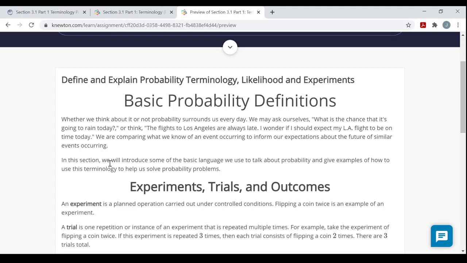We are comparing what we know of an event occurring to inform our expectations about the future of similar events occurring. This is probability, right? What's the likelihood that this will happen in the future? So in this section, we will introduce some of the basic language we use to talk about probability and give examples of how to use this terminology to help us solve probability problems.